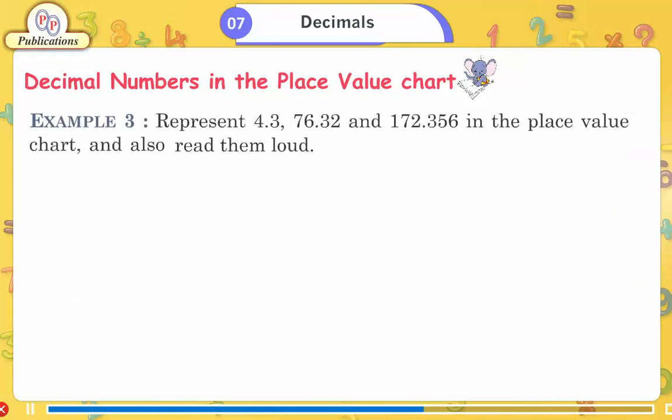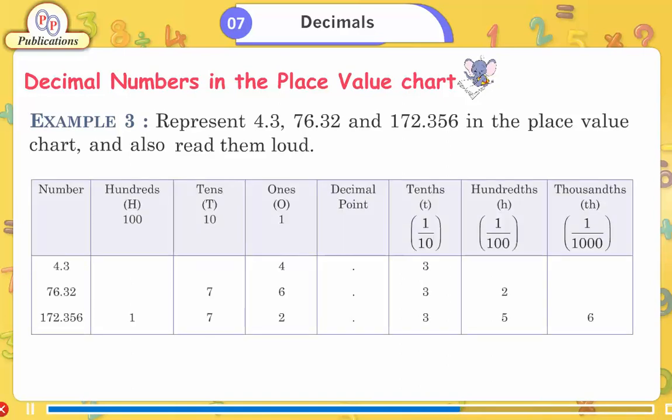Example 3. Represent 4.3, 76.32 and 172.356 in the place value chart and also read them aloud. Hundreds 100, tens 10, ones 1, decimal point, tenths 1 upon 10, hundredths 1 upon 100, thousandths 1 upon 1000. 4.3, 76.32, 172.356.